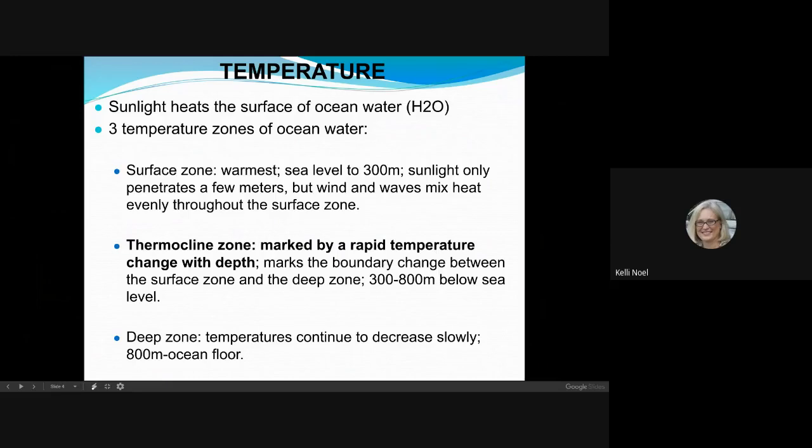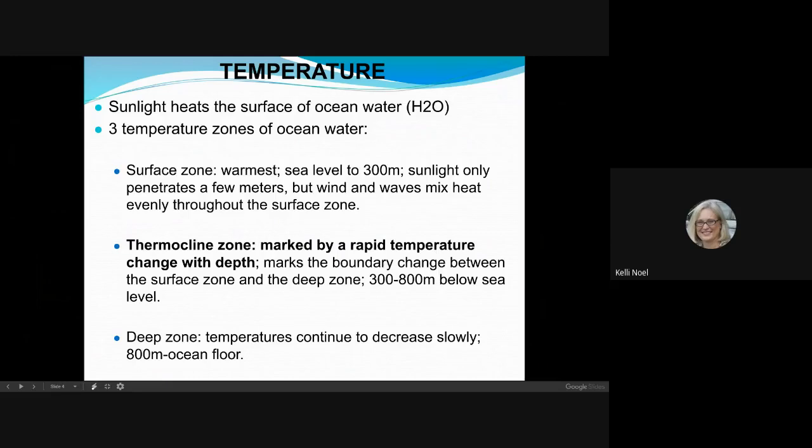The sunlight can penetrate a few meters, but the wind and waves mix this heat evenly throughout the zone. So the surface zone is made the same temperature.